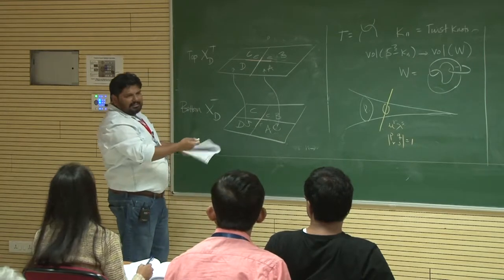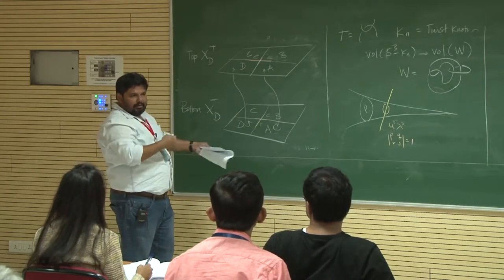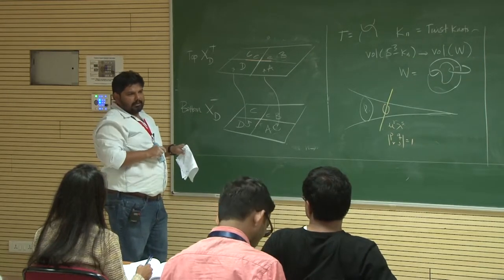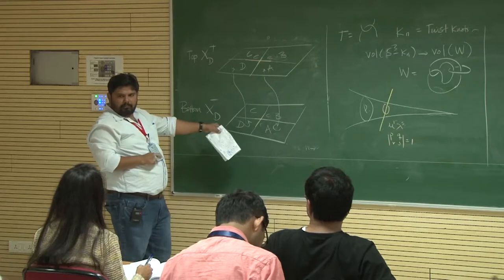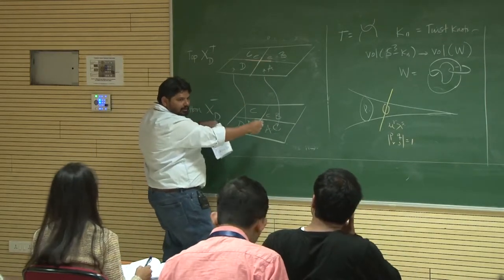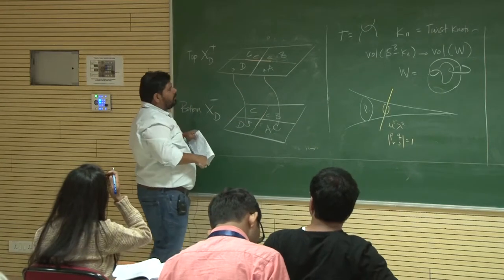90 degrees or what? It depends. There is no degrees because this is all combinatorial. Yeah. But maybe if it's an n-gon, then 2 pi by n. Right? This picture doesn't end. I'm just zooming in on this crossing. So there are more things around here.